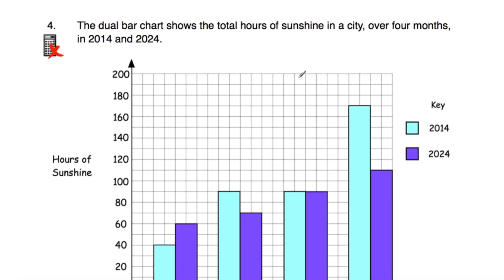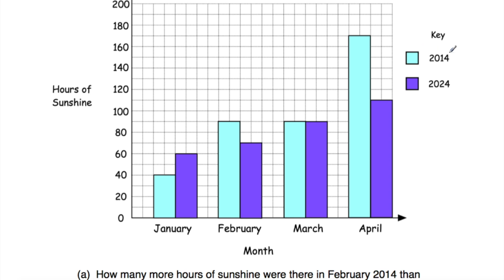So question number 4, we've got this dual bar chart and it shows the total number of hours of sunshine in a city over 4 months in 2014 and 2024. So in light blue, we've got 2014, so this is the number of hours of sunshine in January, that'll be 40, and in February and so on. And then in dark blue, or lilac or purple or whatever colour that is, I think it's dark blue, we have got 2024, so that's the number of hours of sunshine there.